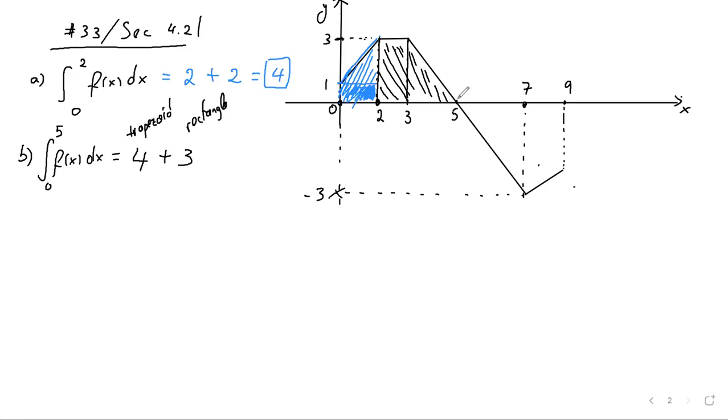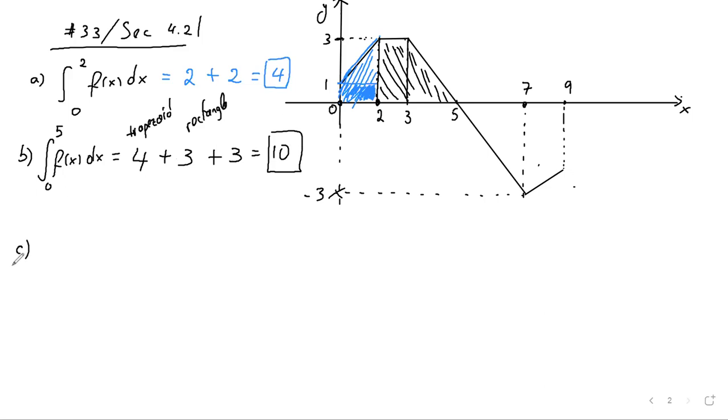And finally, this area from 3 to 5 and 3 to 3. So this is a triangle of base 2 and height 3. So that's going to be plus 3 times 2 over 2, so plus another 3. Altogether, if you add up these things, the area will be 7 plus 3, and that's going to end up equal to 10. That is the integral from 0 to 5.